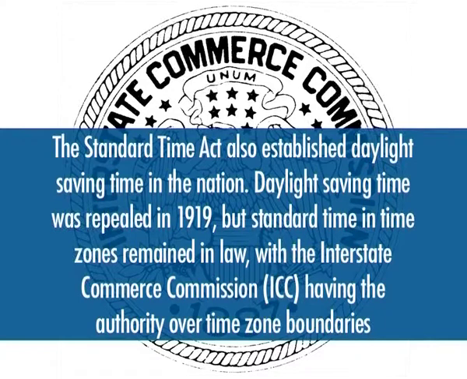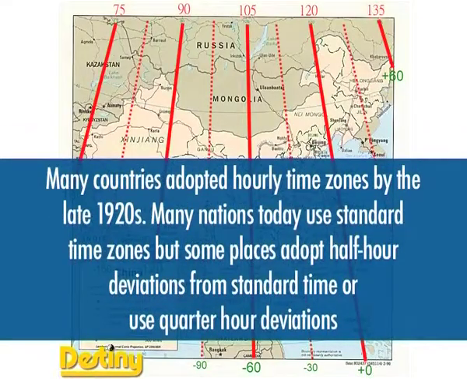Daylight saving time was repealed in 1919, but standard time in time zones remained in law, with the Interstate Commerce Commission (ICC) having the authority over time zone boundaries. Many countries adopted hourly time zones by the late 1920s. Many nations today use standard time zones, but some places adopt half-hour deviations from standard time or use quarter-hour deviations.